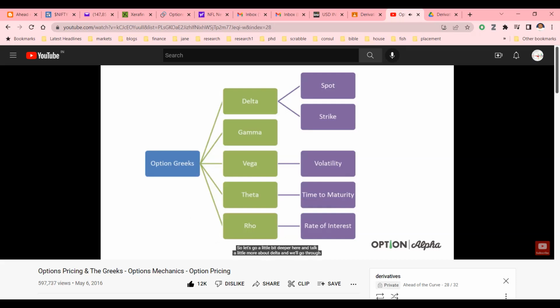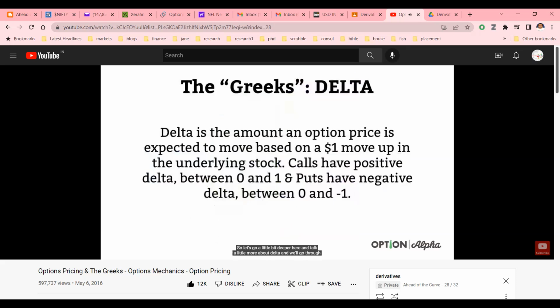Okay, so let's get a little bit deeper here and talk a little bit more about delta. We'll go through delta, gamma, theta, and vega and go through some really clear examples using some live pricing at the time I'm doing this video. Hopefully that really helps clear things up for you guys. So let's first talk about delta. Delta is one of the biggest ones you'll probably hear. We'll talk about it a lot, and you'll definitely see it on your broker platform.